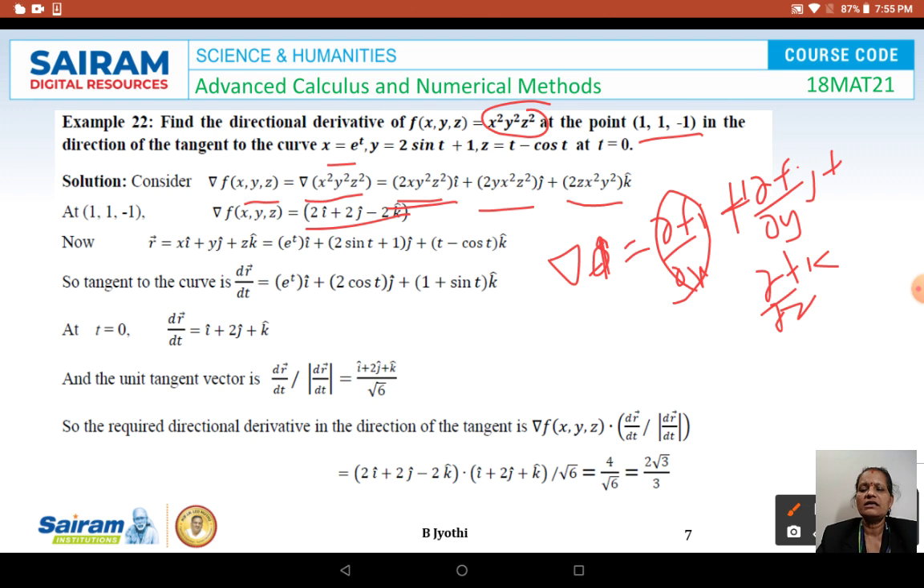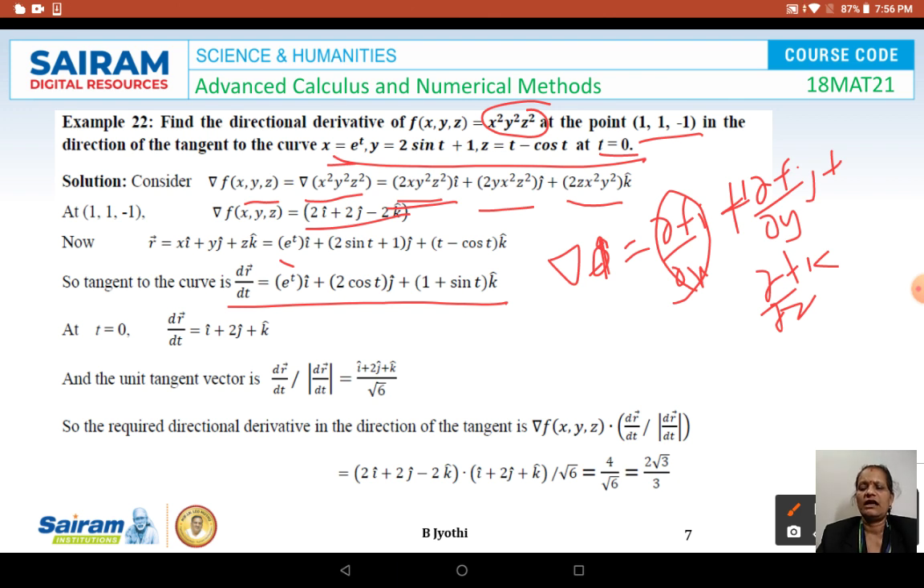Now r is given by xi plus yj plus zk. When we substitute the values given here, x equal to e^t, y equal to 2 sin t plus 1 and z equal to t minus cos t, and differentiate, dr by dt is e^t i plus 2 cos t j plus (1 plus sin t) k. At the point t equal to 0, we get dr by dt equal to i plus 2j plus k.